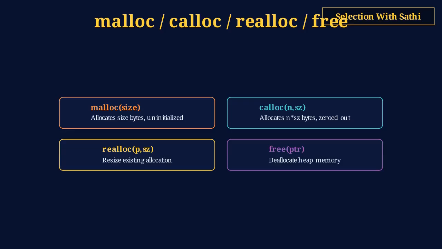Free releases memory back to the system. The golden rule: always free what you malloc. Every malloc needs a matching free.